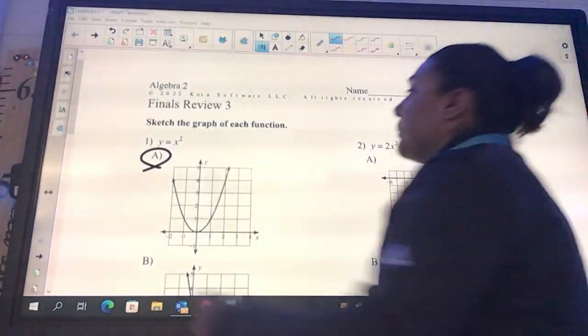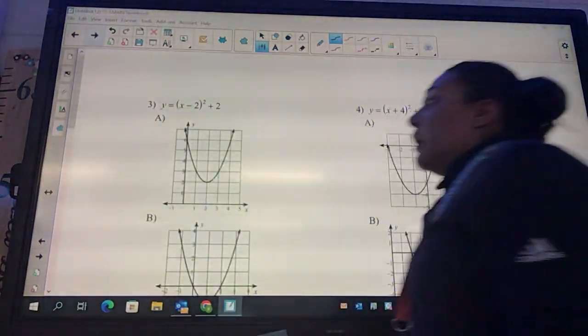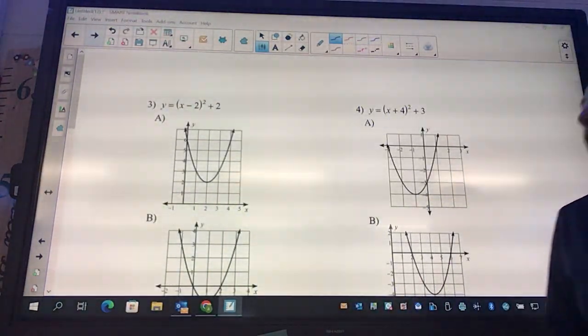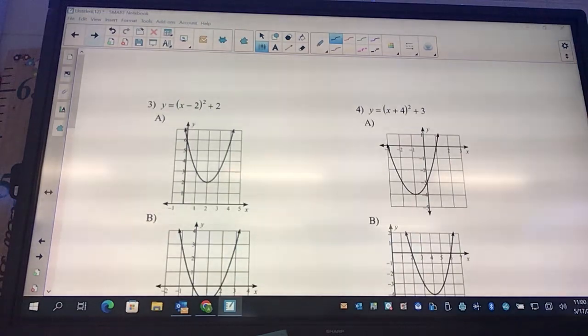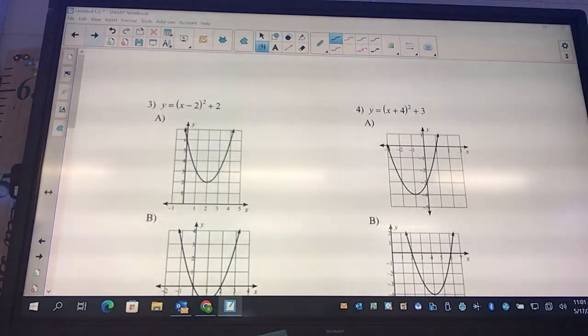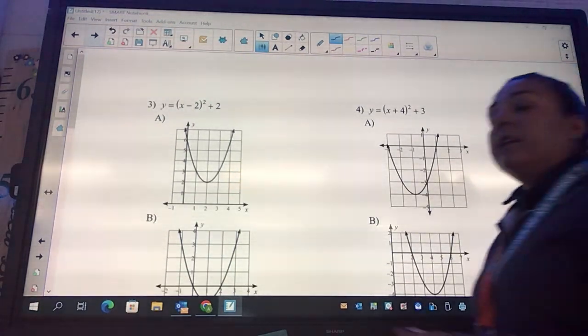Okay, go to 3. What does that plus 2 do? That tells you it's going to go up 2. Minus 2 means left 2. Okay, and so on these ones, you kind of need to double check the slope.